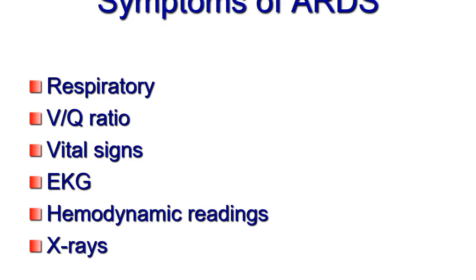We look at something called VQ ratio, which is a ventilation perfusion ratio that is measured using the VQ scan. And that tells us how well the patient's ventilating and then how well they are exchanging gases at the alveolar level. And it should be right about 1:1. If that patient's having problems ventilating or they've got a lot of fluid in their lungs and they can't diffuse gases, their VQ ratio is going to be abnormal.